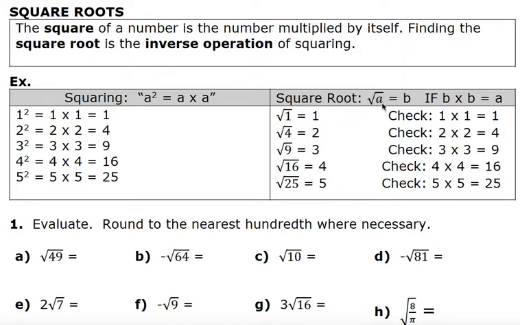The square root of A is equal to B if B times B is equal to A. Meaning if you square that number and it gives you A, then it's the square root of A. For example, the square root of 1 is 1 because 1 times 1 is 1. The square root of 4 is 2 because 2 times 2 is 4, and so on.